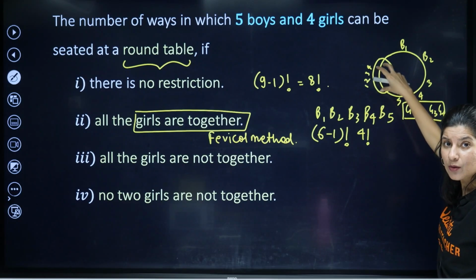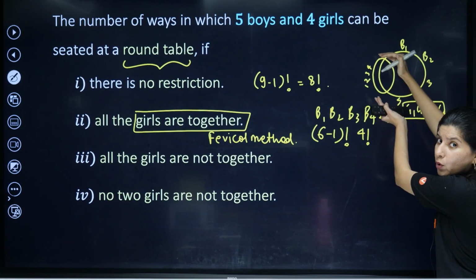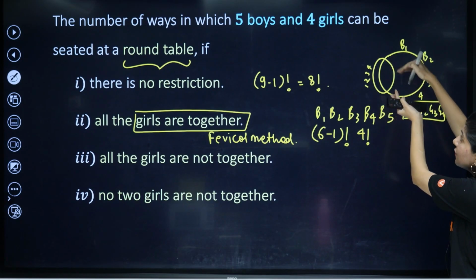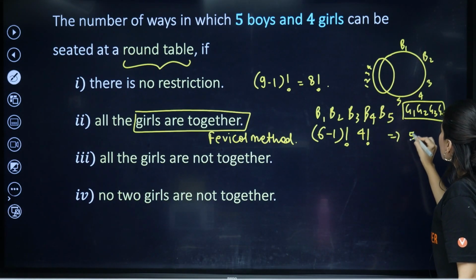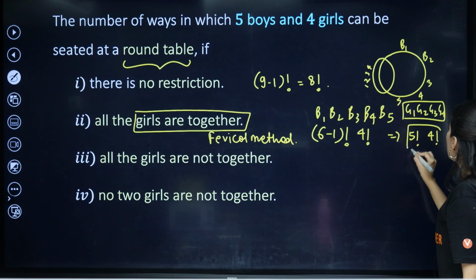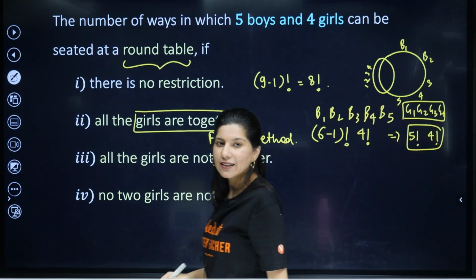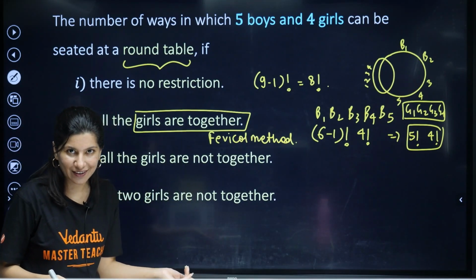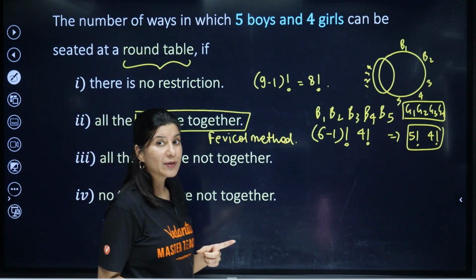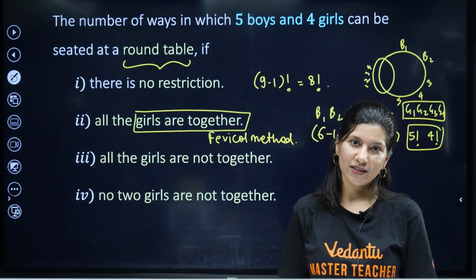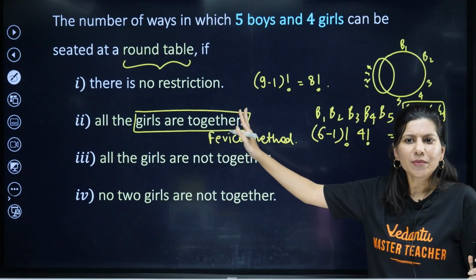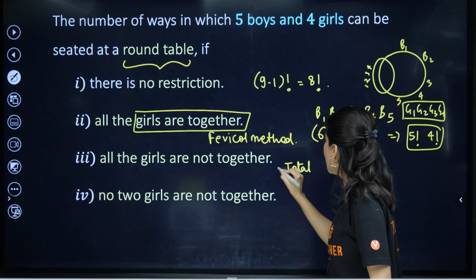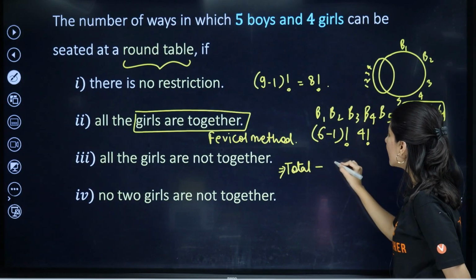This portion will be a linear arrangement among themselves, that's why 4 factorial. So this is going to become finally 5 factorial times 4 factorial. Second part done. Now, third, all the girls are not together. Here I'll be using the principle of complement, because we know that the total number of arrangements is 8 factorial, right? So this is going to be total minus when girls are together.